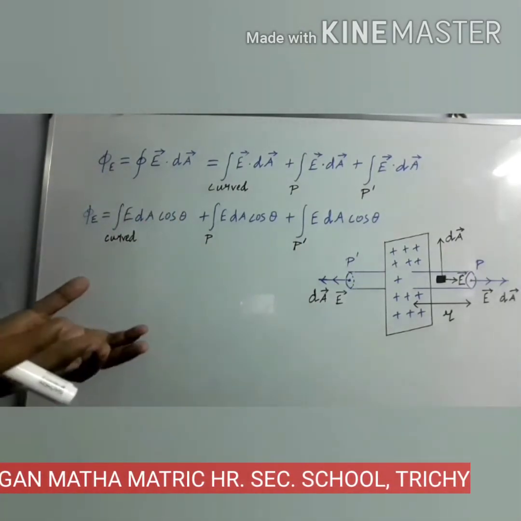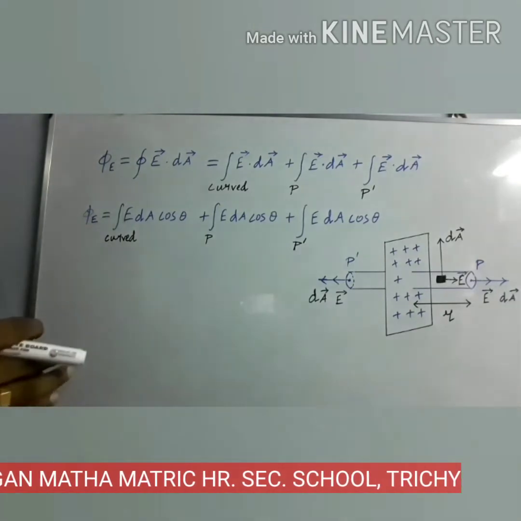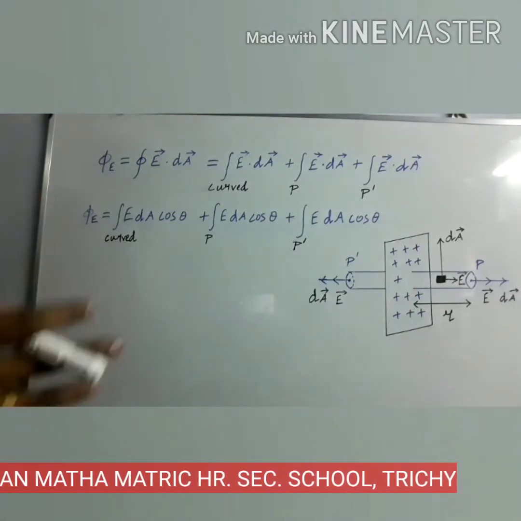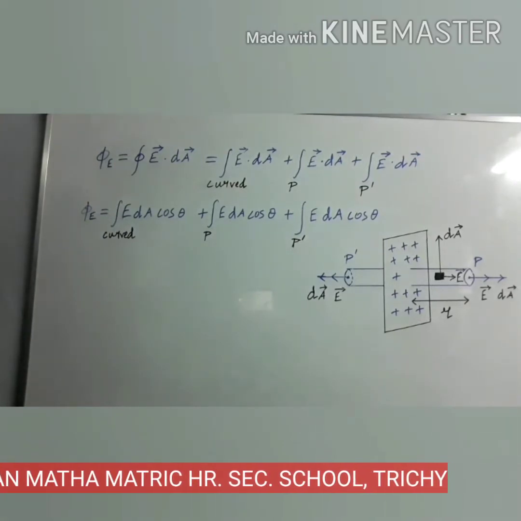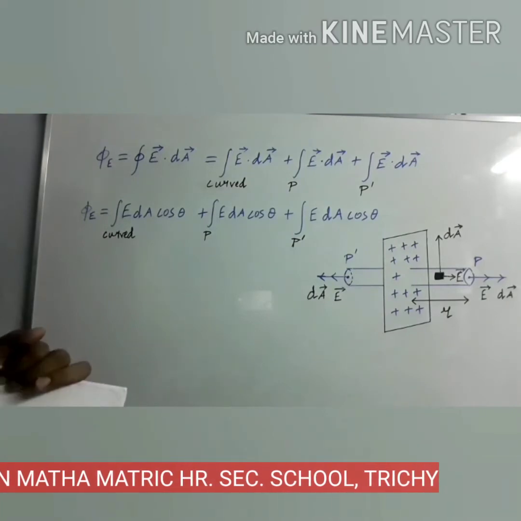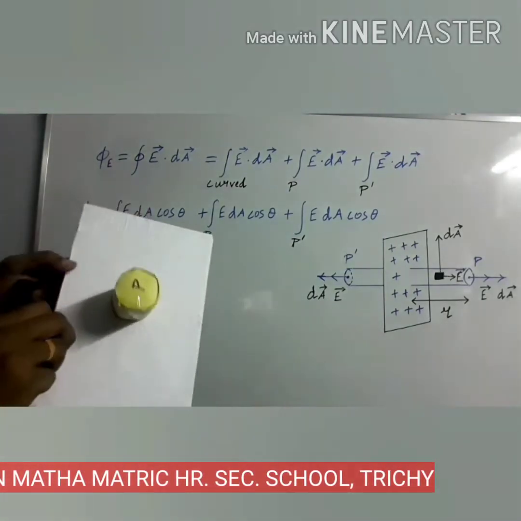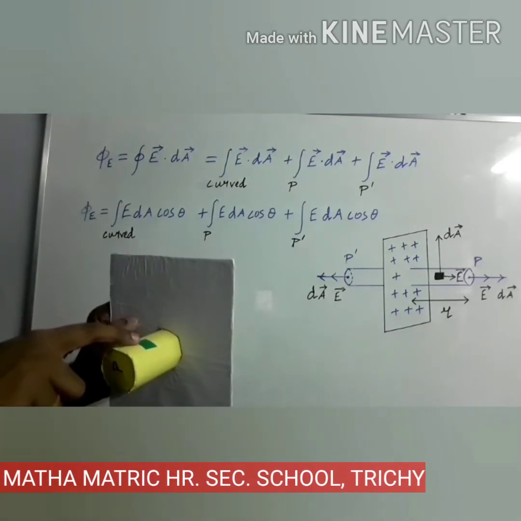We know that angle theta is nothing but the angle between the electric field and the normal to the area element. Now let us find the electric flux in a curved surface. For that you have to find the angle between the normal and the electric field line. Now we can take the curved surface. Here I have shown the area element dA.